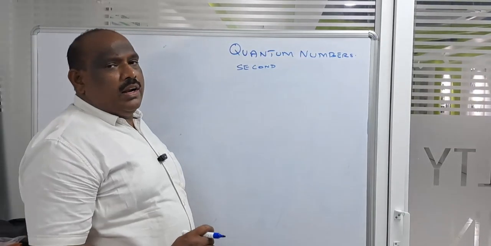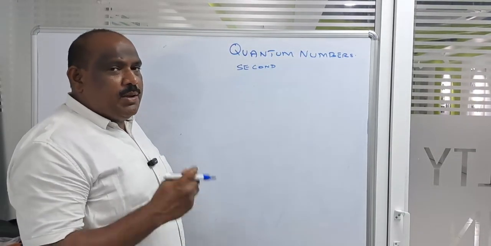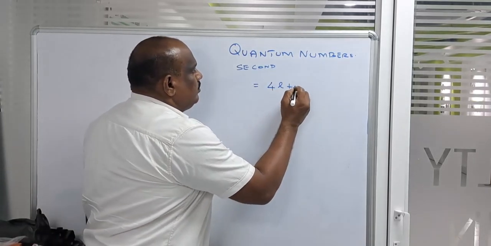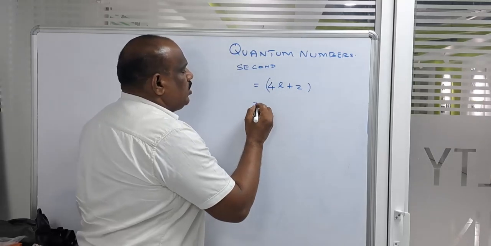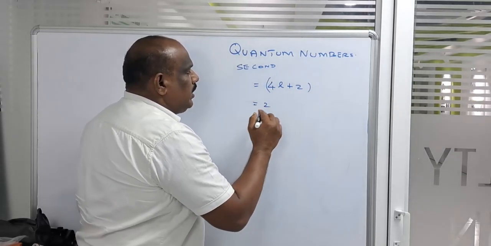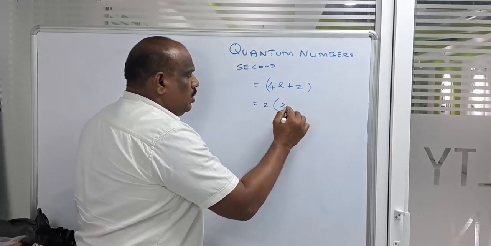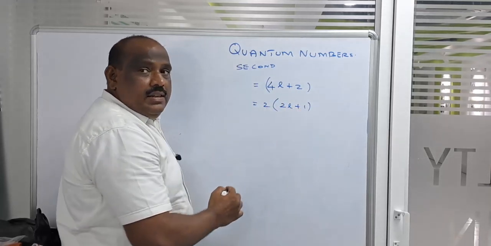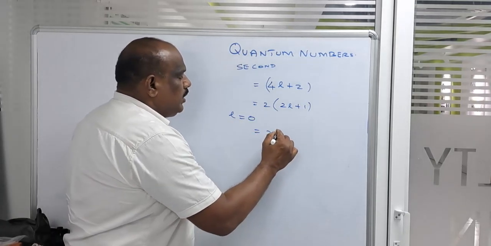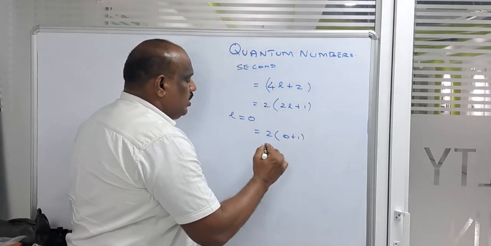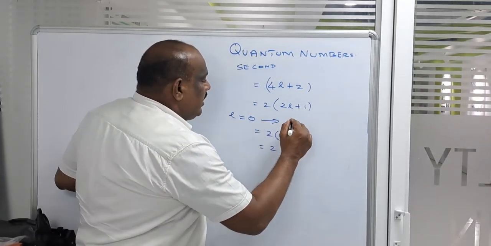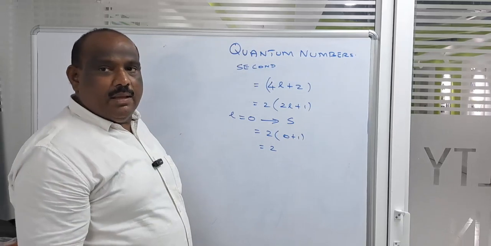So the formula for calculating the maximum number of electrons in a subshell is given by 4L plus 2. I can take 2 as common for both the terms, so it will become 2 into (2L plus 1). Now L equal to 0 means 2 into (2 times 0 plus 1), so 2 into 1 is 2. When L equal to 0, it indicates the S subshell.